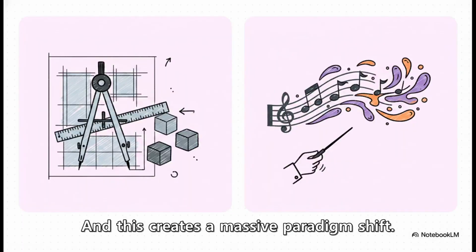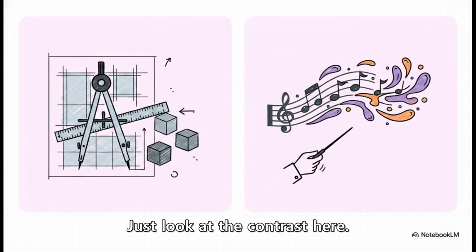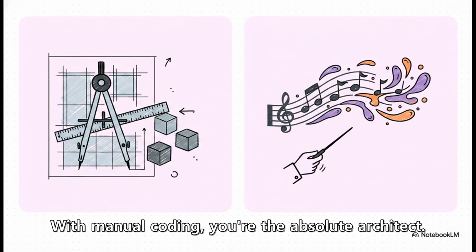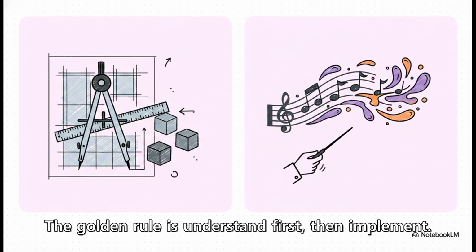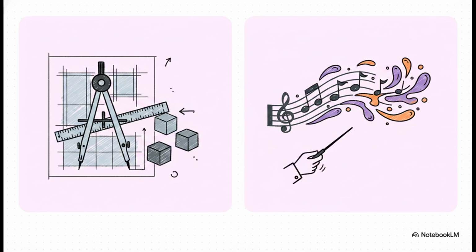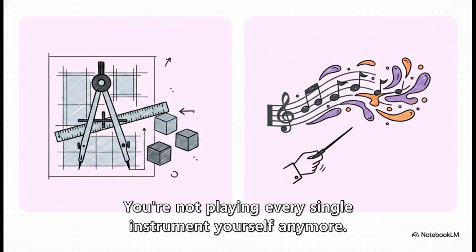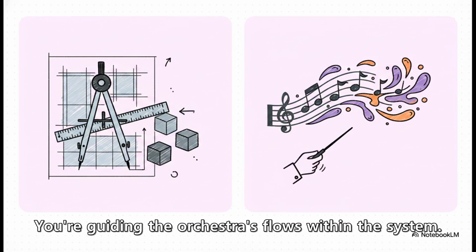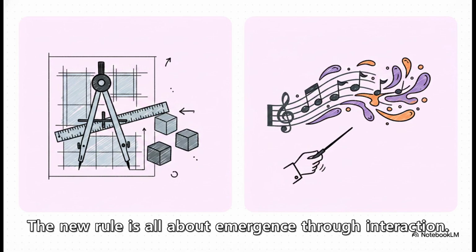So the human sets the flow, and the AI generates the precise results based on that vibe. And this creates a massive paradigm shift. Just look at the contrast here. With manual coding, you're the absolute architect. The golden rule is understand first, then implement. But with vibe coding, you step into the role of a conductor. You're not playing every single instrument yourself anymore. You're guiding the orchestra's flows within the system. The new rule is all about emergence through interaction.